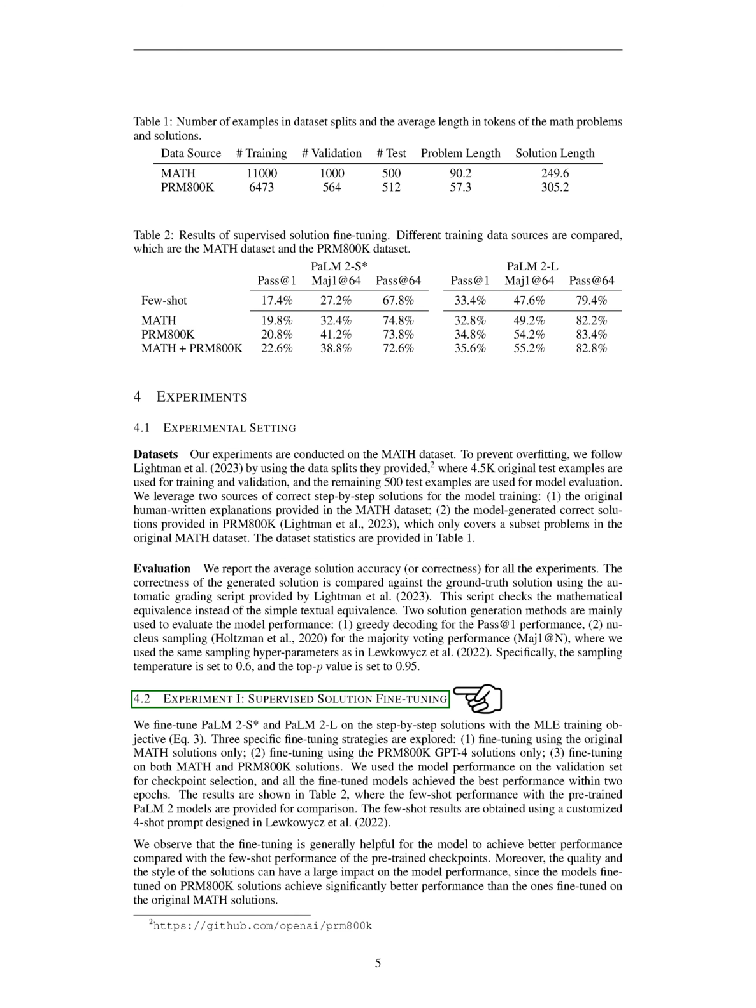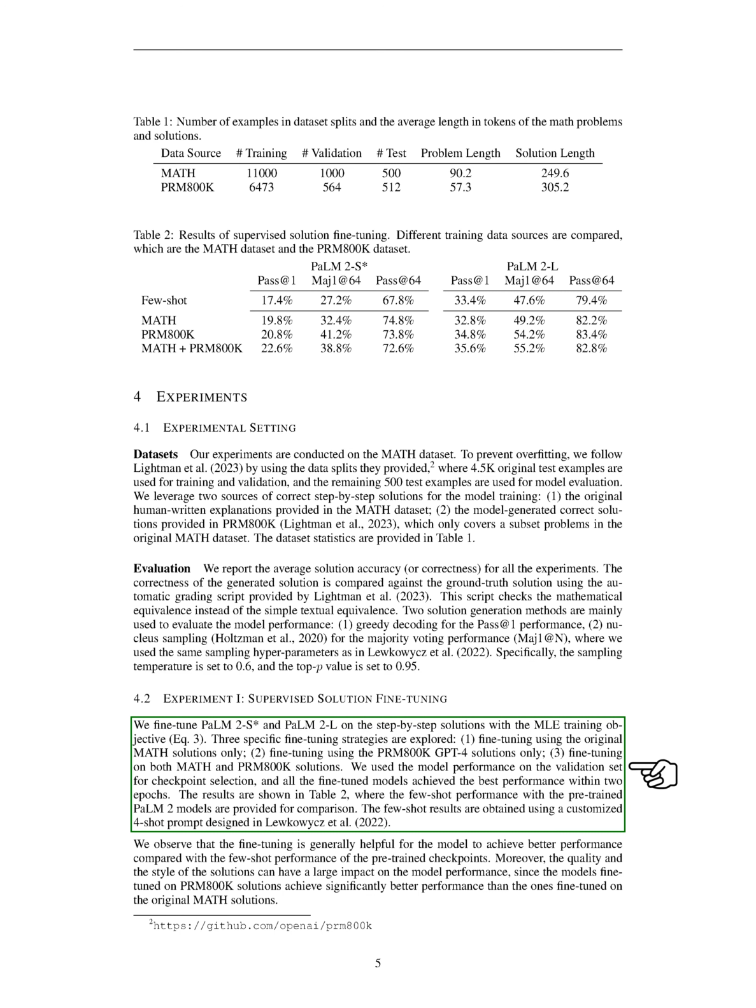In our first experiment, we fine-tuned PaLM 2-S and PaLM 2-L on the step-by-step solutions with the MLE training objective. We explored three specific fine-tuning strategies. 1. Fine-tuning using only the original math solutions. 2. Fine-tuning using only the PRM800K GPT-4 solutions. 3. Fine-tuning on both math and PRM800K solutions. We used the model performance on the validation set for checkpoint selection, and all the fine-tuned models achieved the best performance within 2 epochs.